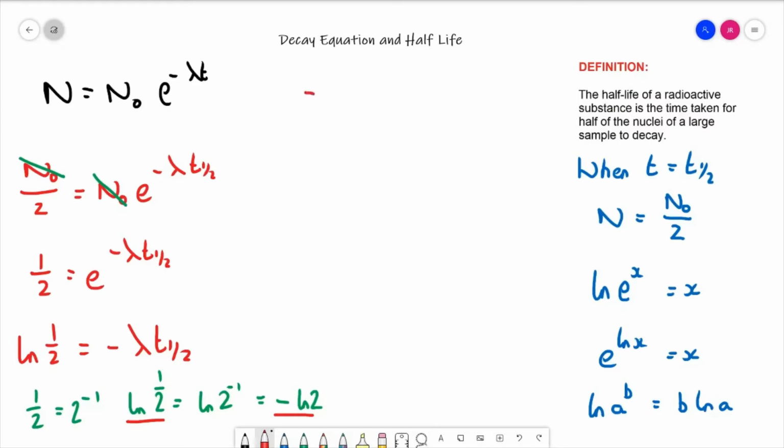Tidying this up then, minus natural log of 2 is equal to minus lambda times the half-life. The negative signs on both sides will cancel out, and if we divide both sides by lambda, what we're left with is that half-life is equal to the natural log of 2 divided by lambda, the decay constant, and that is our final key equation for the day.